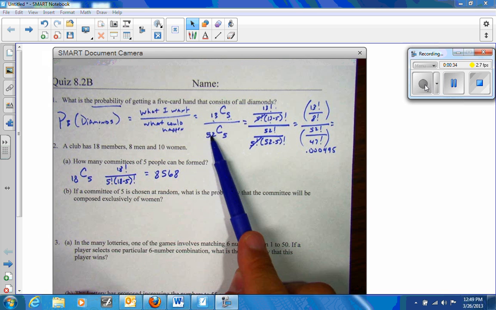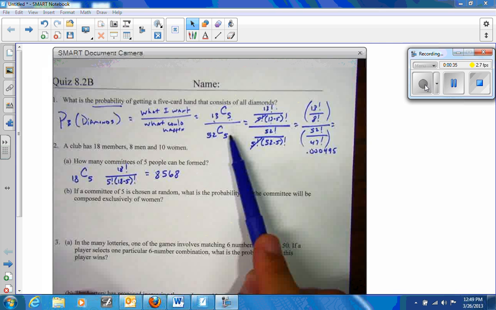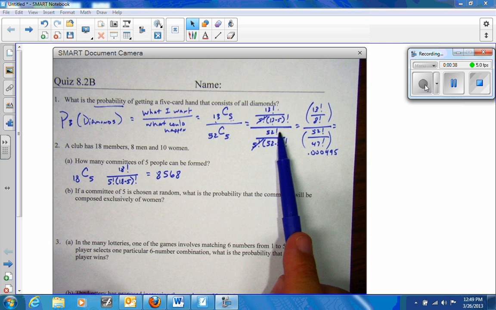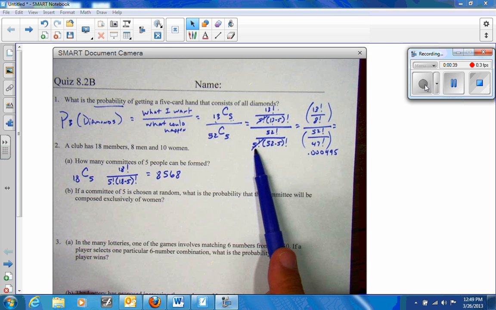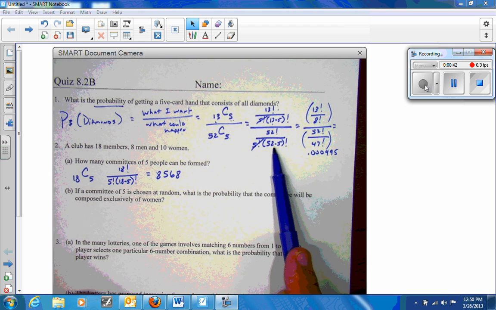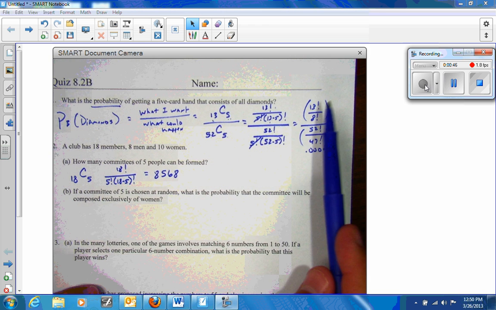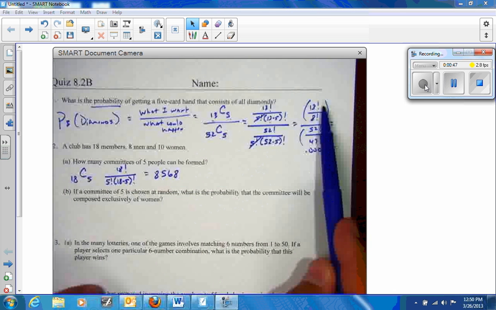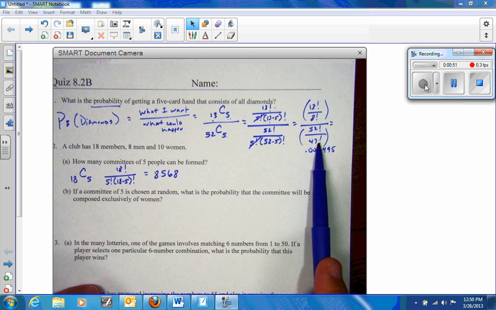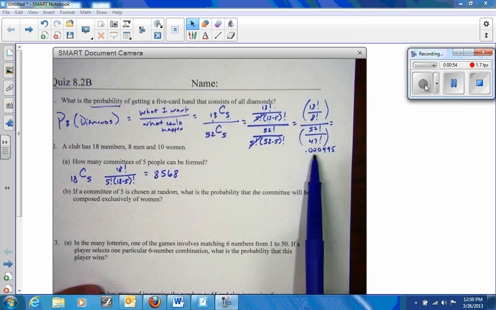So there are 52 cards. I want 5 of them. This is what could happen. So 52 factorial divided by 5 factorial times (52 minus 5) factorial. What you end up getting is these 5 factorials cancel out, and you get 13 factorial over 8 factorial and 52 factorial over 47 factorial. And when you put that in the calculator, you end up getting 0.000495.